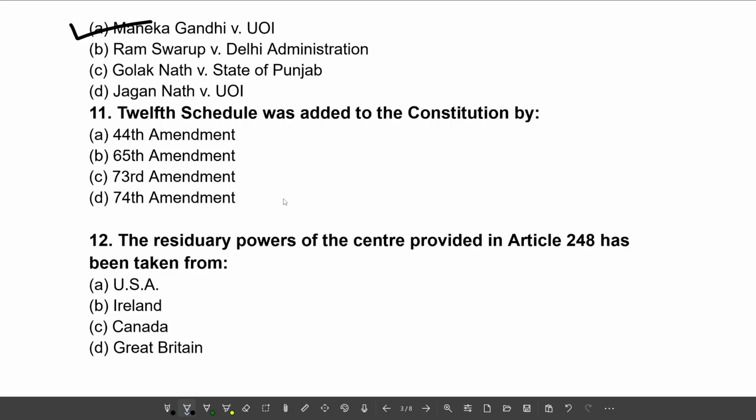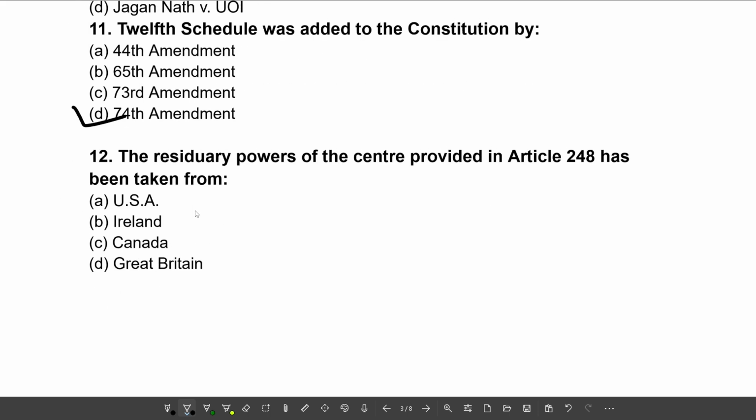Next question. The 12th Schedule was added to the Constitution by the 44th Amendment, option D 65th Amendment, option C 73rd Amendment, option B 74th Amendment. So the correct option will be option D, 74th Amendment.